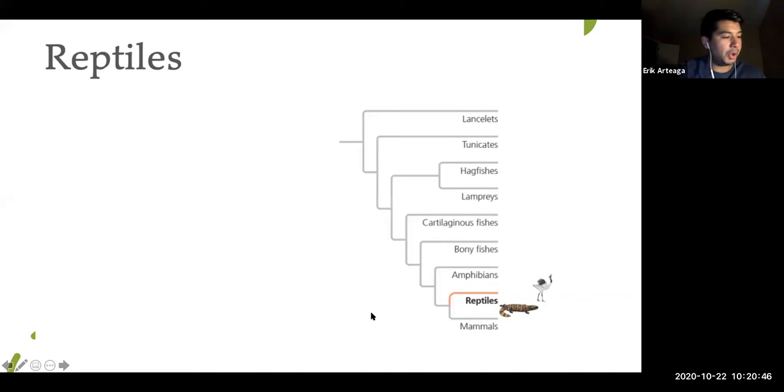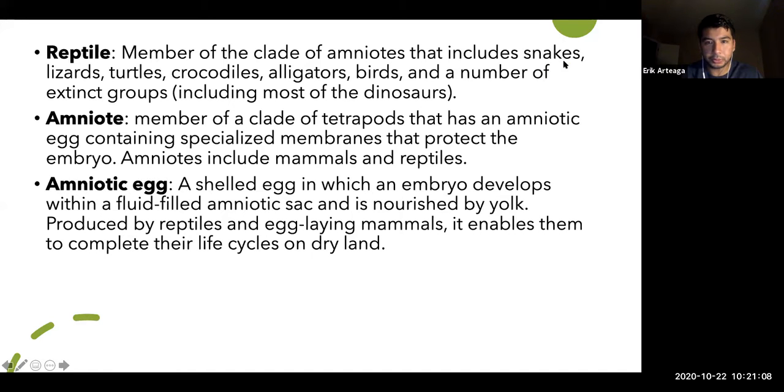All right, reptiles. Reptiles again are going to be descendants of amphibians. You're going to have a couple types of reptiles: endotherms and ectotherms in terms of their body regulation, and then you'll have birds with feathers, and reptiles with scales instead of feathers. A reptile is a member of the clade of amniotes that includes snakes, lizards, turtles, crocodiles, alligators, birds, and a number of extinct groups, including most of the dinosaurs.